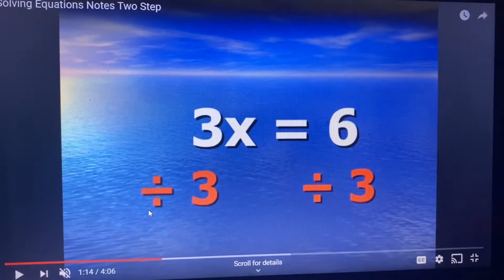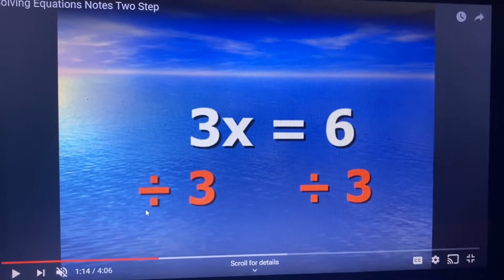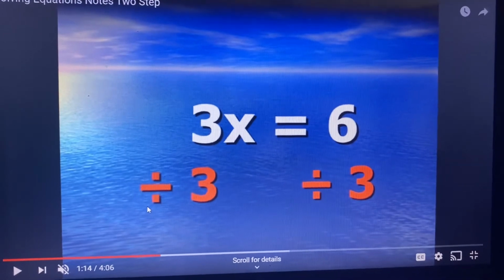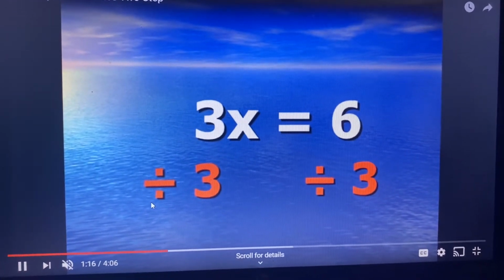3 divided by 3 would give us 1x, or you could just write x. 6 divided by 3 equals 2. So x ultimately equals 2.